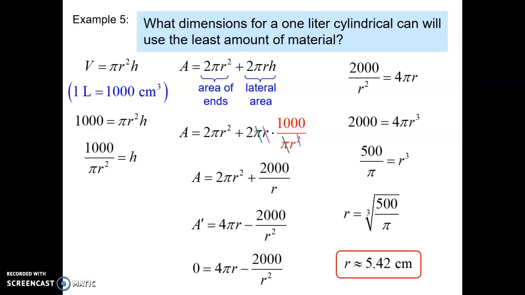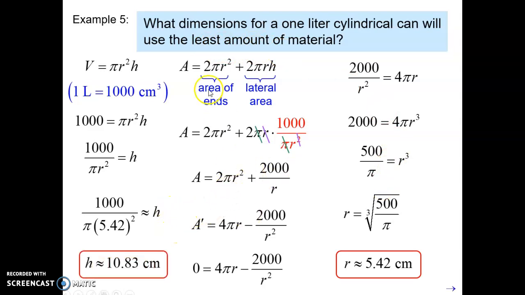Now, I should determine whether or not this is a least amount, which means I want it to be the smallest amount of material here. So what I do now is I go back and I put this value in for my r value, so I can now solve for h because they're asking me what are the dimensions, which is the radius and the height of the can. So I had one dimension, which is my radius, and now I had to go back up into this equation for the height of the can to get my value for the height of the can.